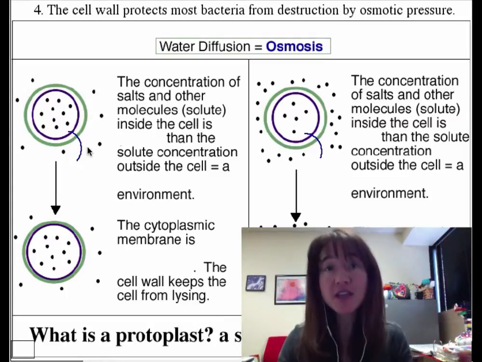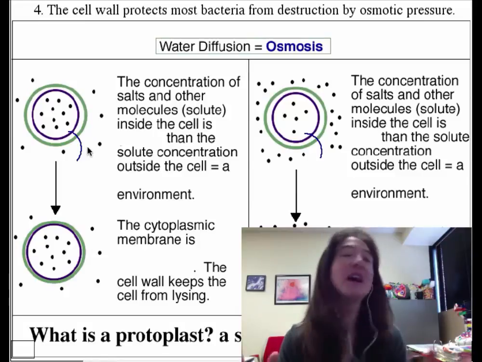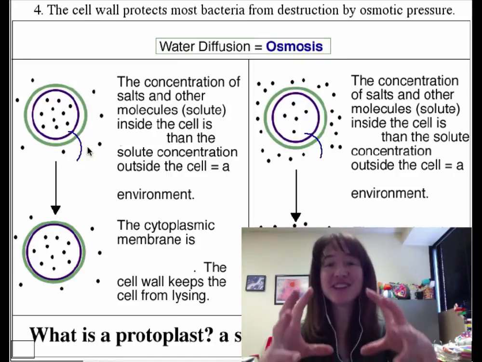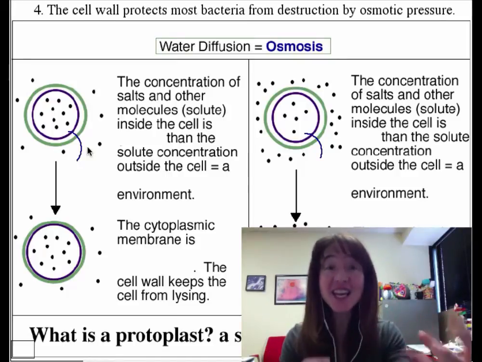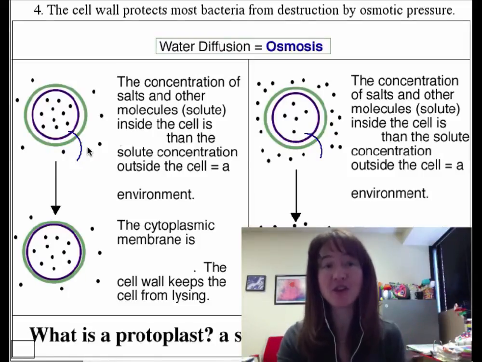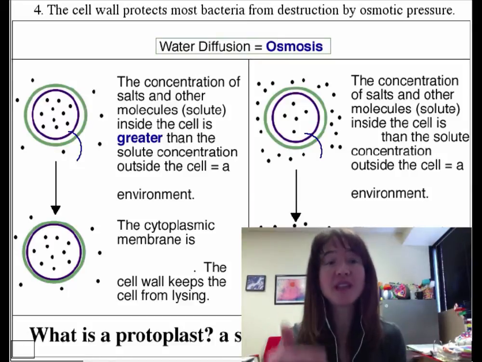And you might be thinking to yourself, the cell is going to burst. But what prevents the cell from actually literally bursting? Remember that rigid peptidoglycan, thick in a gram-positive? It's just going to push the cytoplasmic membrane up against that peptidoglycan. So the cell wall tends to help the cell from bursting as water rushes in.